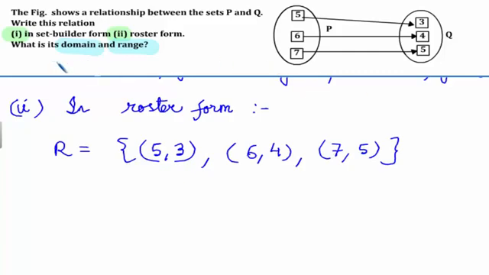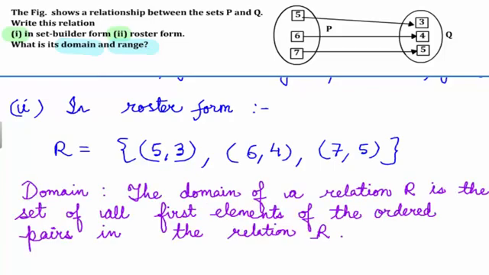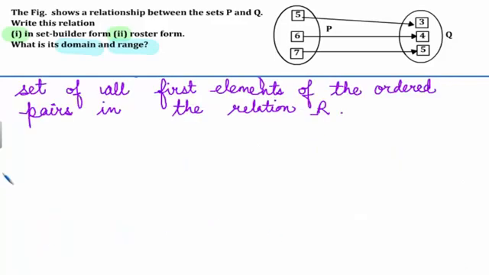In the next part, we have to write the domain and the range of the relation. We know that the domain of a relation R is the set of all first elements of the ordered pairs in the relation R. Therefore, domain of R will be equal to 5, 6, 7.